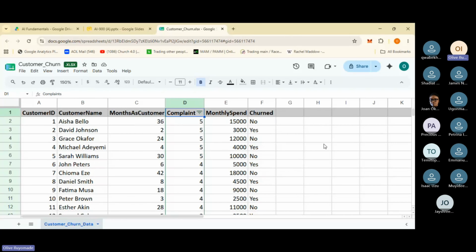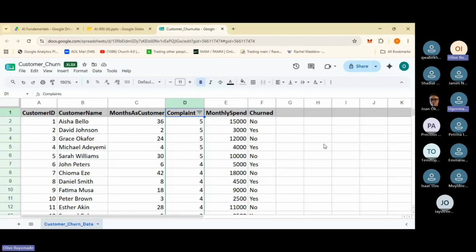So there are people with 5 complaints that did not churn. Why? Those are like their old customers. Loyal customers. How do you know they're old customers? Because they've stayed longer and they have high complaints, but they don't churn. Just like what Precious said, maybe they have other products they like or something is keeping them.